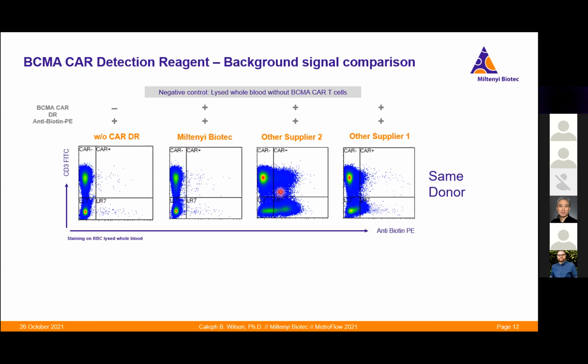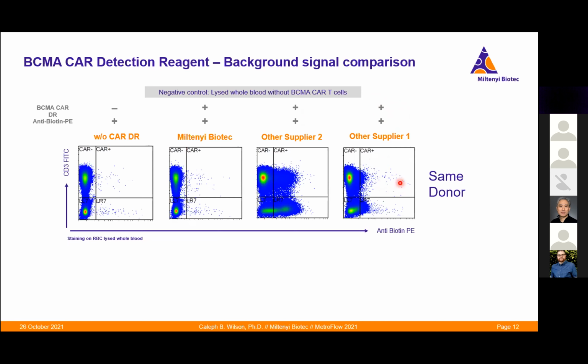However, with some suppliers, if you add in their detection reagent plus the secondary, you see this background is very high. So this is all false positive. You don't have CD3 T cells that express the CAR molecule here in both of these upper right and lower right plots. And there's another supplier doing the same thing. We're looking at their BCMA detection product plus a secondary, and you still see there's an increase in background.